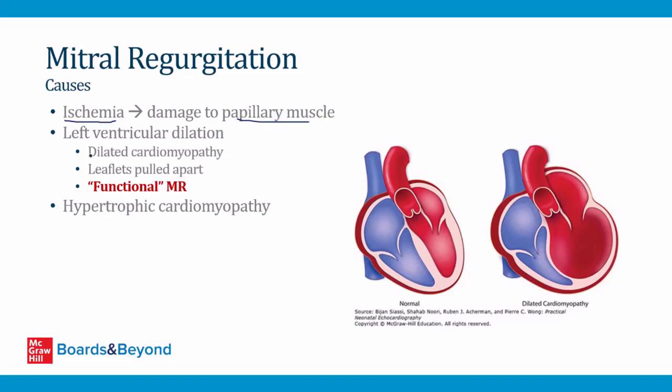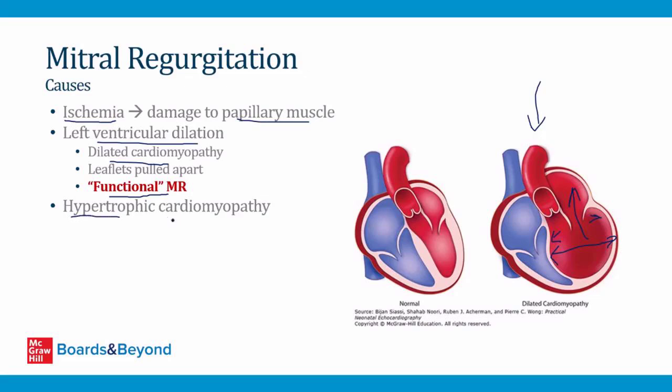You can also get mitral regurgitation anytime the left ventricle becomes dilated. So in patients who have dilated cardiomyopathy, like what's depicted here, and their left ventricle gets huge like this, basically the leaflets get pulled apart, one going in this direction, one going in this direction, and that allows blood to leak backwards. This is sometimes called functional mitral regurgitation because really the mitral valve is healthy. The problem is just the function is abnormal because the left ventricle is so enlarged.